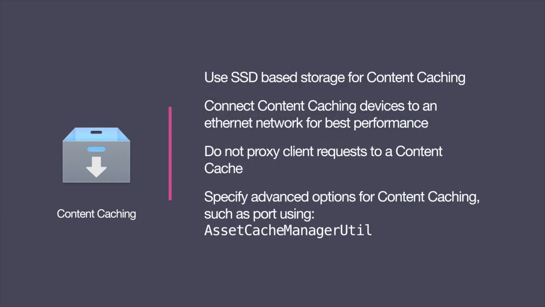I would strongly recommend using SSD storage for content caching, as this has a high IOPS rate. Please use content caching devices and connect them to an Ethernet network for best performance. It's important not to proxy any client request to a content cache, as this will hinder the connectivity. Also, advanced options can be specified to a content cache, such as using a port. This can be done via assetcachetil and is often considered the best practice.